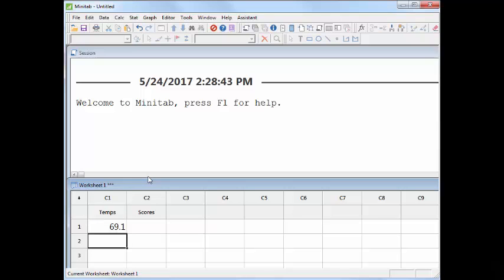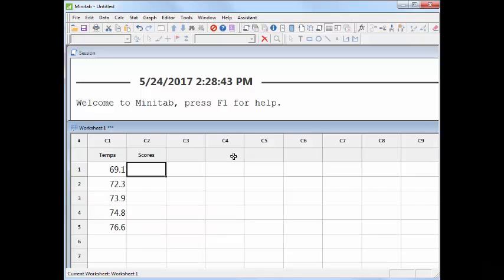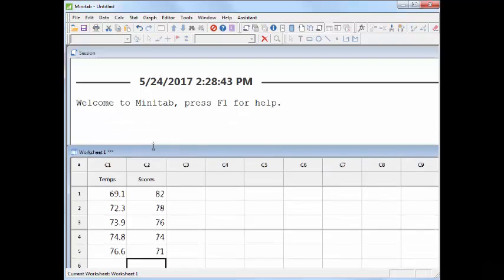And my temps are 69.1, 72.3, 73.9, 74.8, and 76.6. And my scores are, let's see, I got an 82, and a 78, and 76, and a 74, and a 71. Okay, so there are several ways you can do this with Minitab.